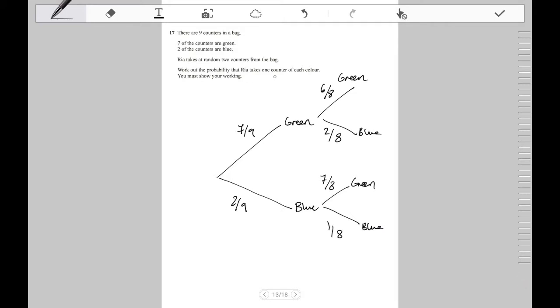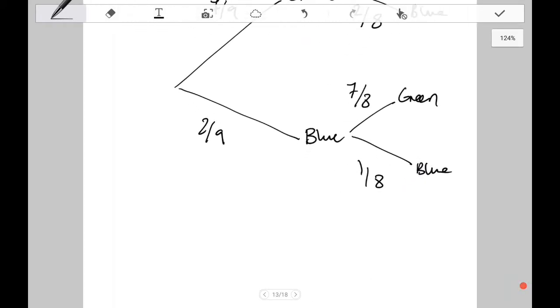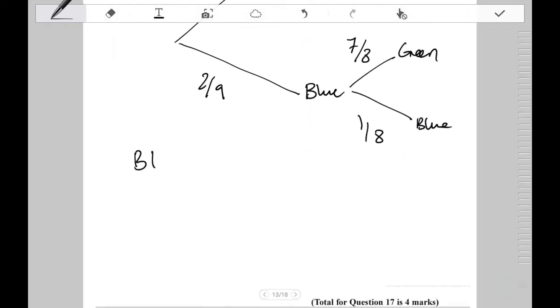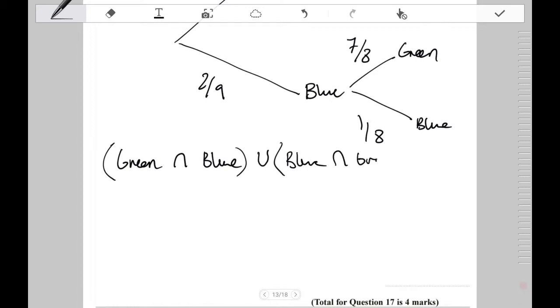The probability that Ria takes 1 counter of each color. So she could take a green and then a blue, or a blue and then a green. And we can write that out as green and a blue, so let's put that in brackets like that, or a blue and then a green.